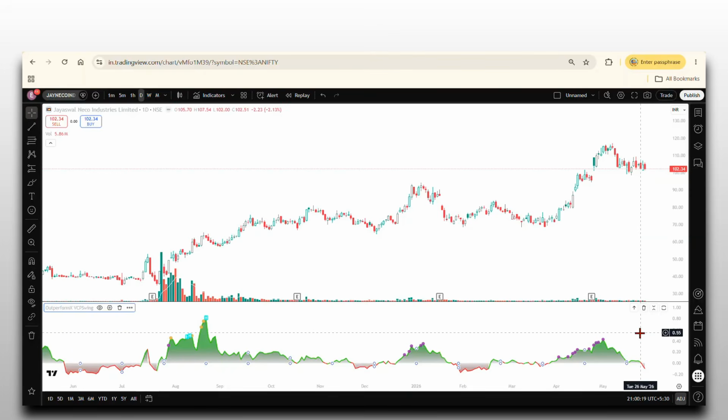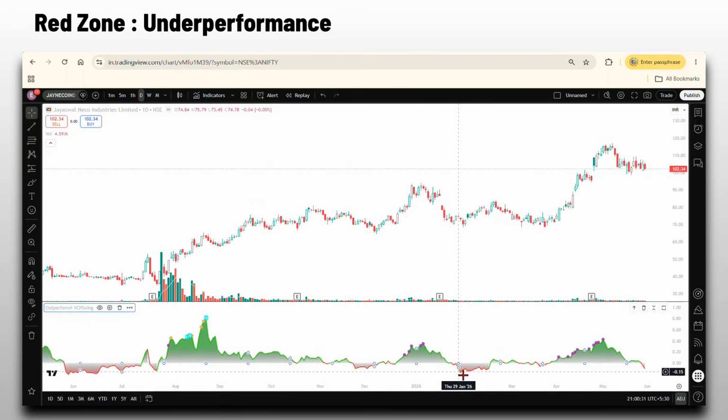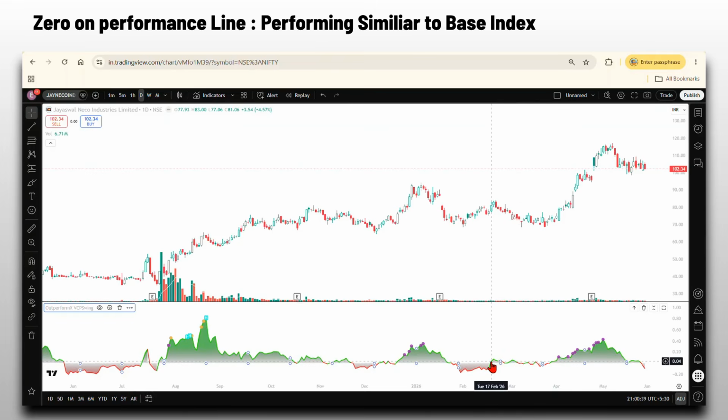Have our indicator open on a chart. This chart has mainly two colors, green and red. Green means that in this time period the stock has been outperforming the benchmark, while red means that the stock has been underperforming the benchmark. And in areas where this value is almost equal to zero, it means that the stock has been giving similar returns as compared to the benchmark itself.